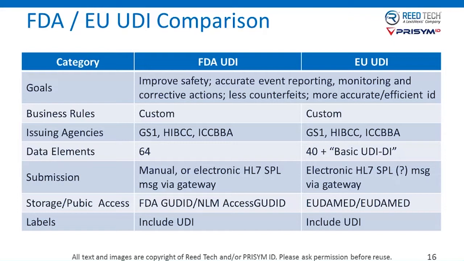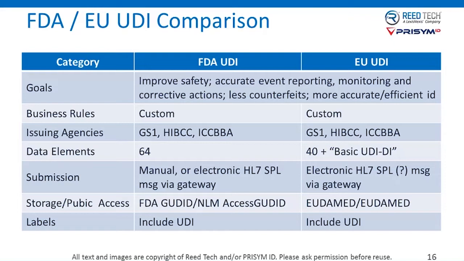Submissions, electronic submissions, there's a manual option for the FDA. I have not seen a similar option for EU. There's Health Level 7 Structured Product Labeling, SPL, electronic message implemented for the FDA. It's referred to in EU. I don't believe it's finalized at this point. Still a lot of discussion on what the actual format will be.